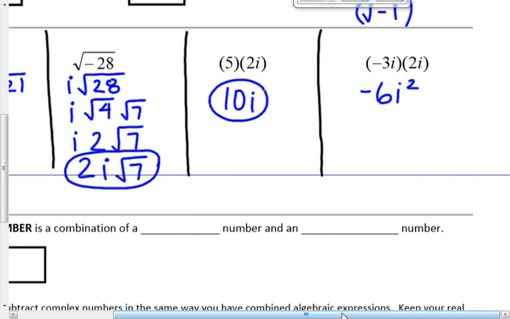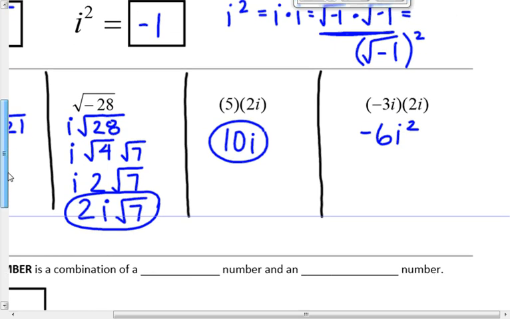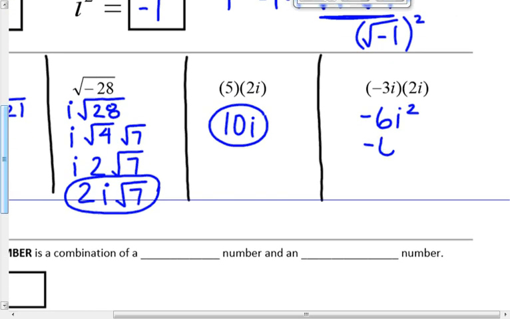The only thing that changes here is that we never, ever, ever are going to have i squared in an answer. If you look back up, you see that i squared is negative 1. So really what we have is negative 6 and negative 1. Because there's no operation between them, we know that it's multiplication. Well, what is negative 6 times negative 1? Positive 6. So anytime you see i squared, you're always going to want to rewrite it as negative 1 multiplied by whatever you had before. We're never going to leave i squared in our answer.